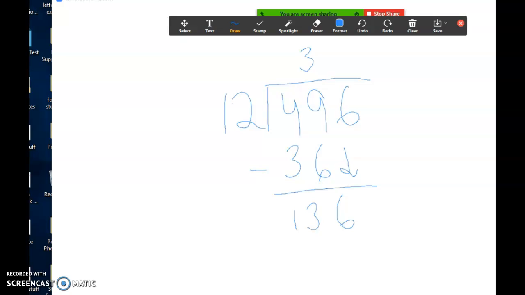And then, how many times does 12 go into 136? It goes in 11 times. Okay. But that's where I got confused. Do I just write it as an 11, or do I add the tens one over the 3? Or is it just an 11? I guess I'm a little confused.